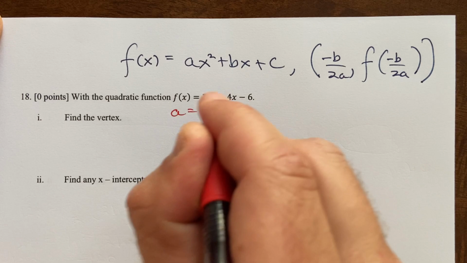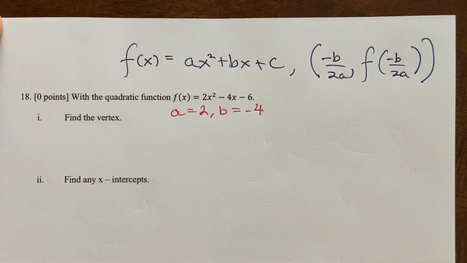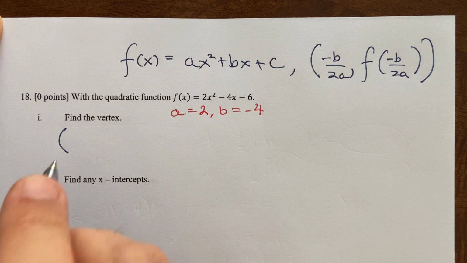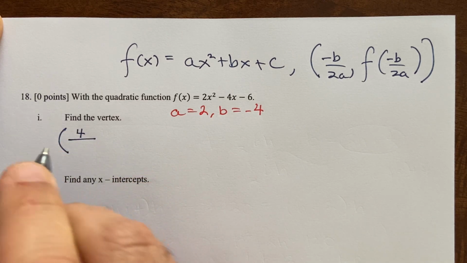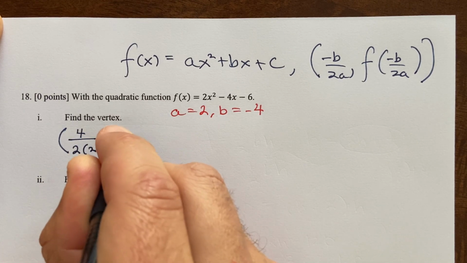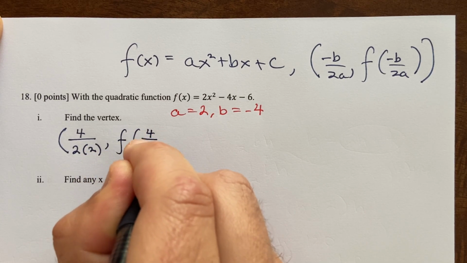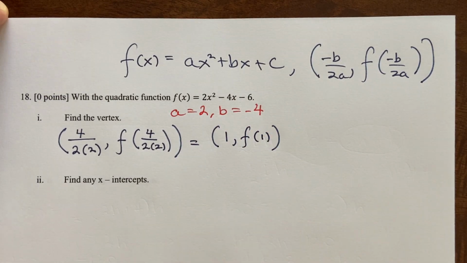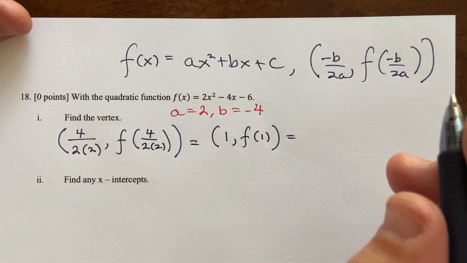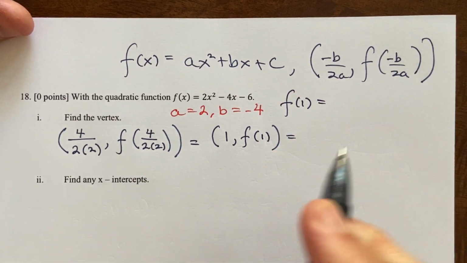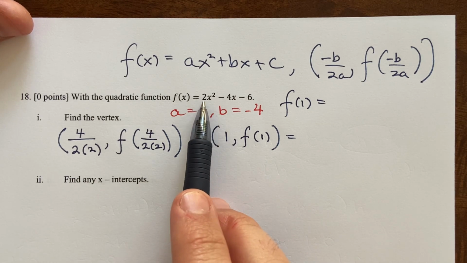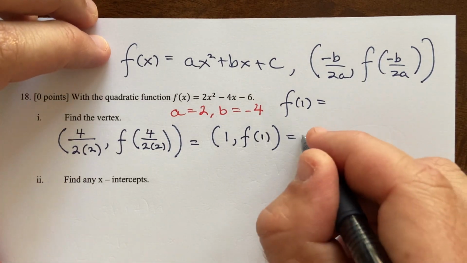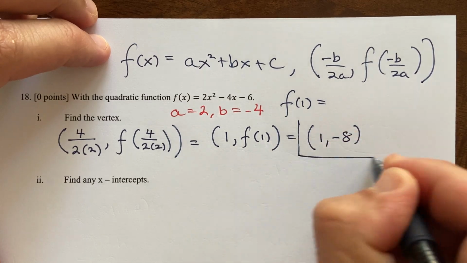I'm seeing that a is 2 and b is negative 4. So opposite of b over 2a for this one means opposite of negative 4, which is 4, over 2 times 2. This simplifies to 1, and I need f of 1 for the y component of the vertex. I can plug in a 1, so I get 2 minus 4, negative 2, minus 6, negative 8. So it looks like 1, negative 8 for the vertex.